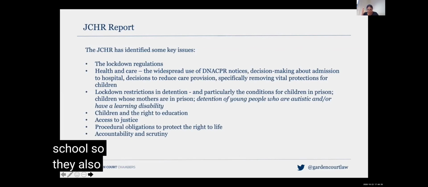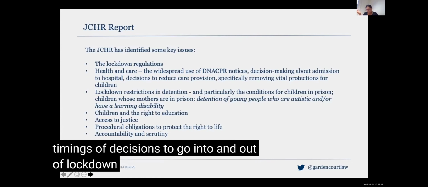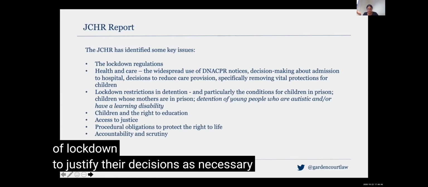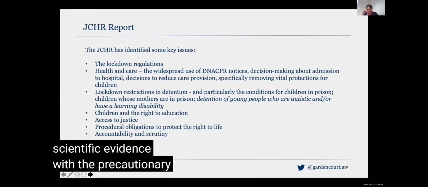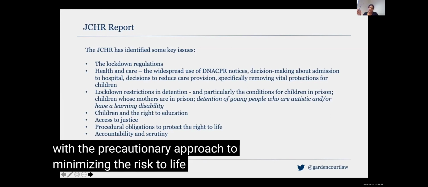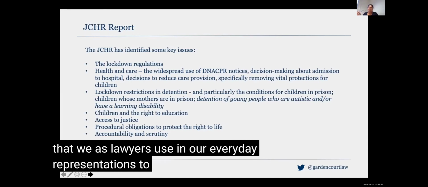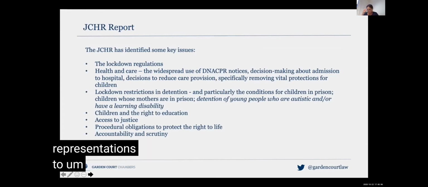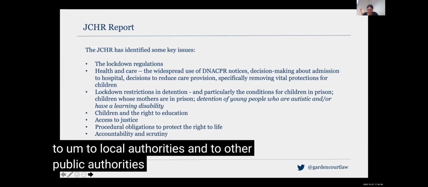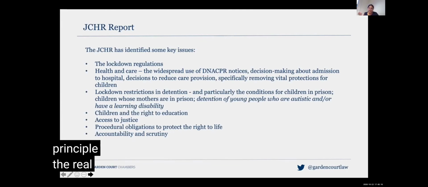They also emphasise that the government must be transparent in terms of its timings of decisions to go into and out of lockdown, and justify its decisions as necessary and proportionate, based on relevant scientific evidence, with the precautionary approach to minimising the risk to life. Again, all the familiar principles that we as lawyers use in our everyday representations to local authorities and to other public authorities. And it's emphasised there that nothing has changed as a matter of law and principle. The real question will obviously come in terms of how that plays out in justification.